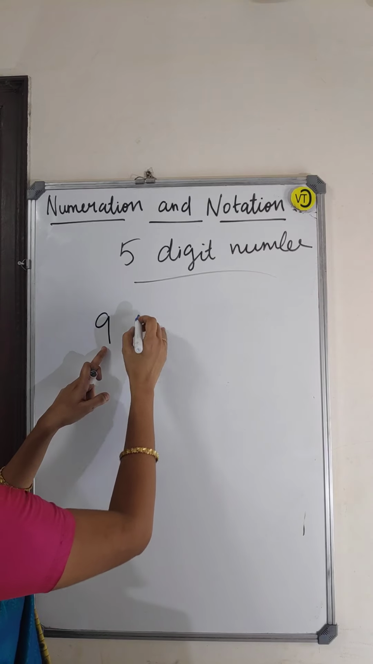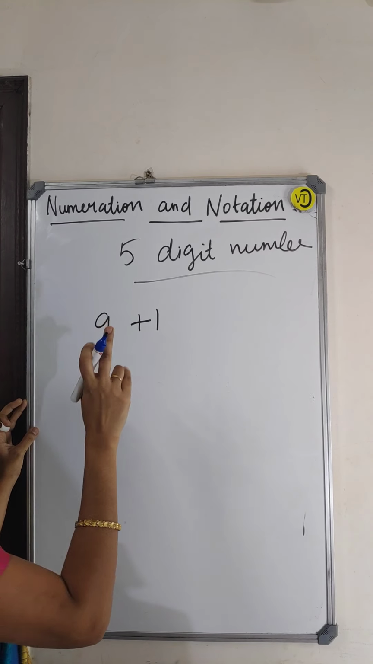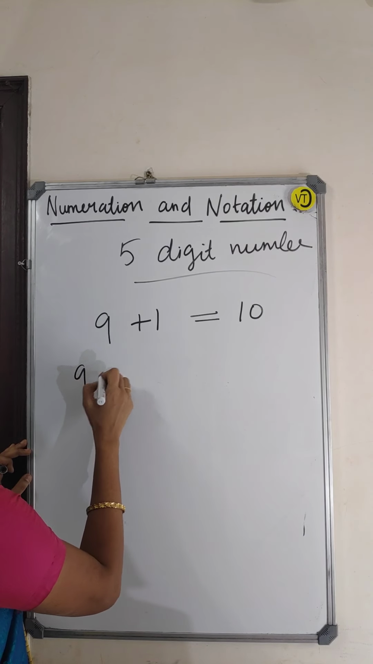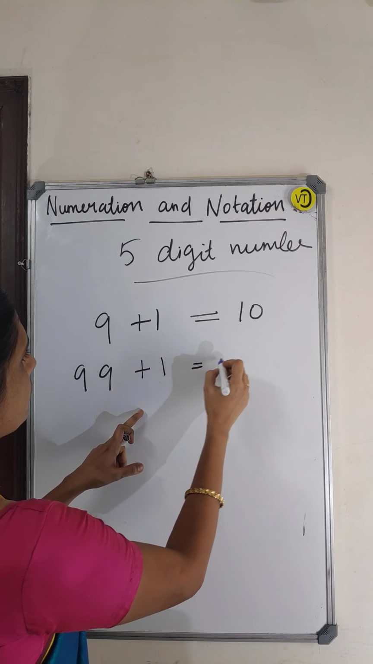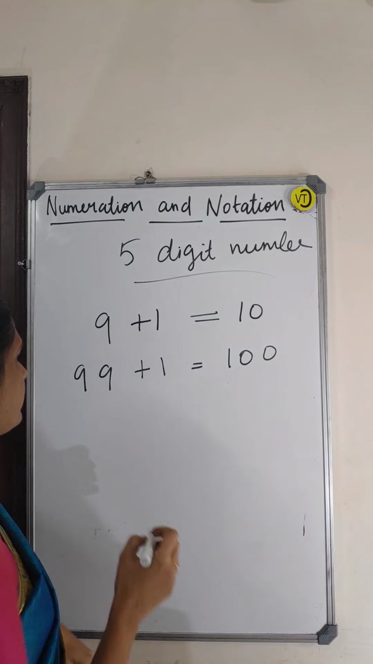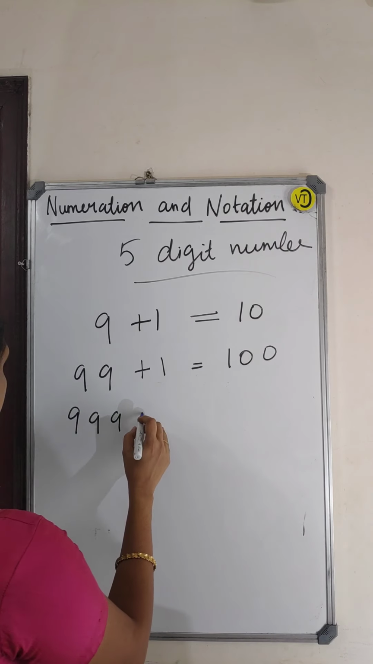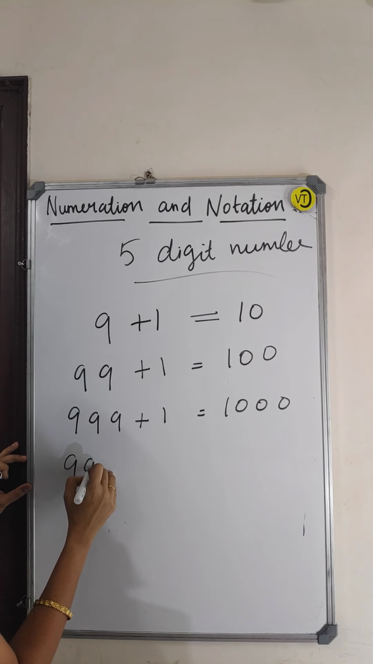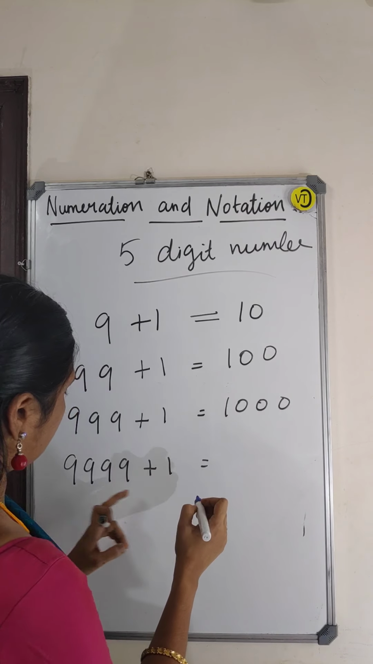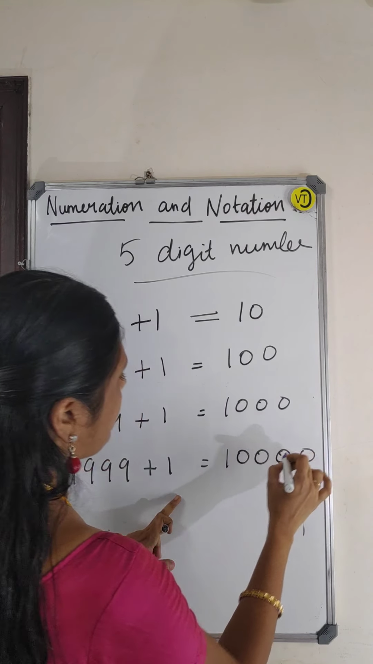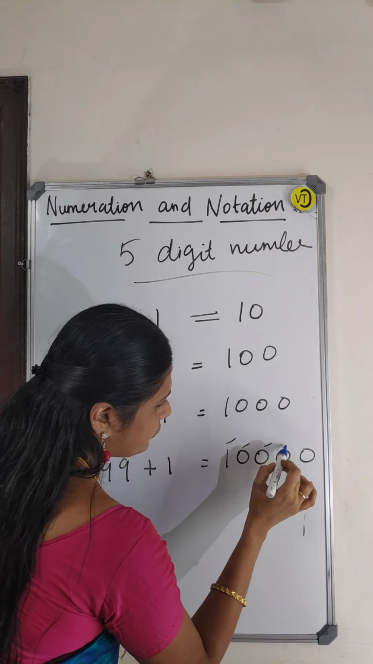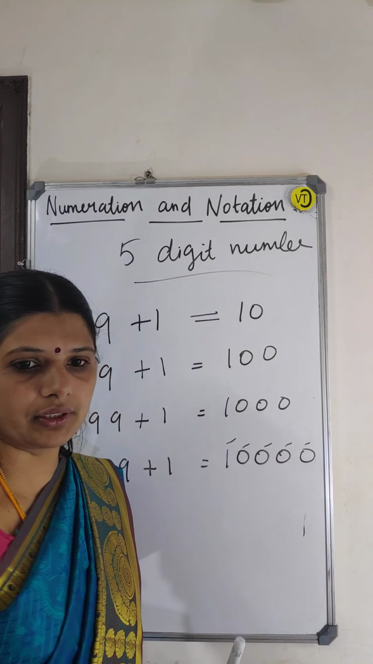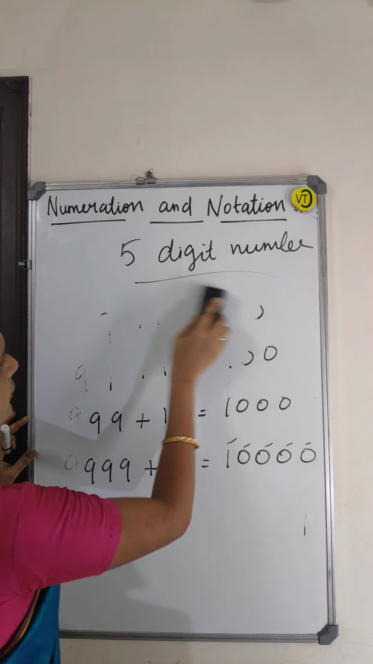See, take the greatest 1-digit number, plus 1, that is equal to 10. I will get a 2-digit number. Take the greatest 2-digit number, plus 1, I am getting a 3-digit number. Take the greatest 3-digit number, plus 1, I am getting a 4-digit number. Take the greatest 4-digit number, plus 1, what is that? I am getting a 5-digit number. 5 digit means what? 1, 2, 3, 4, 5. Right? So this is how I got a 5-digit number. Okay.